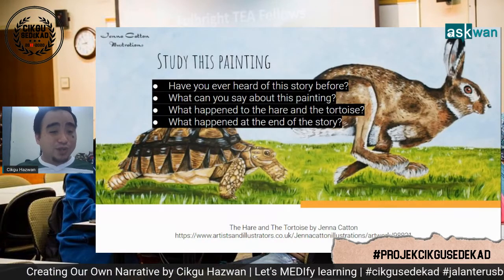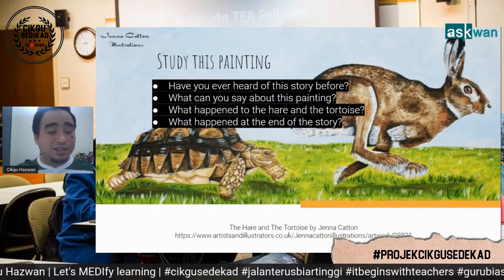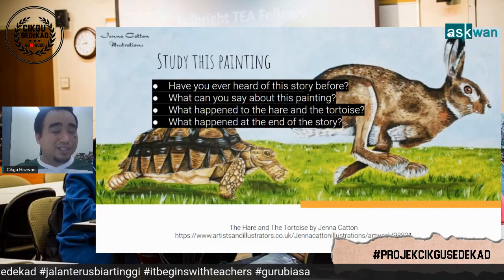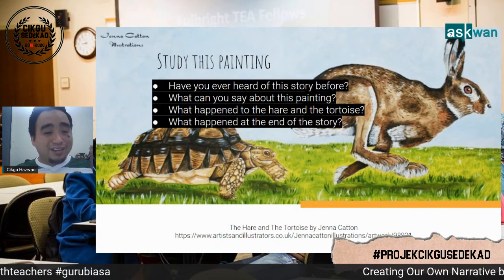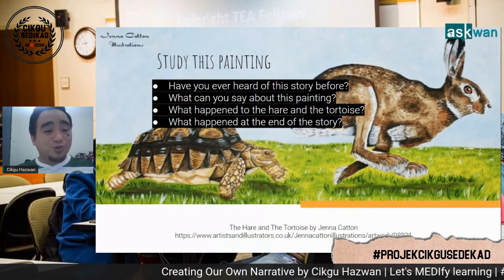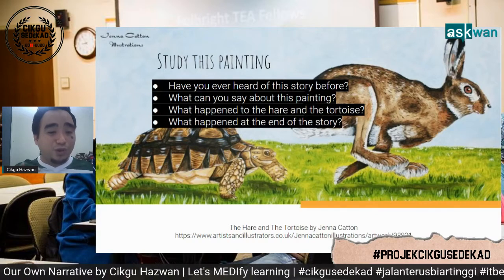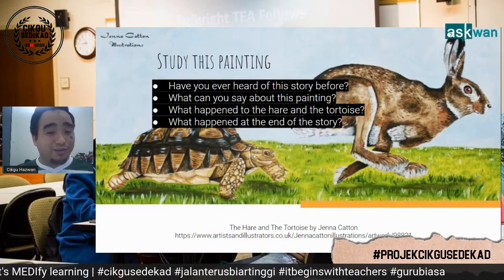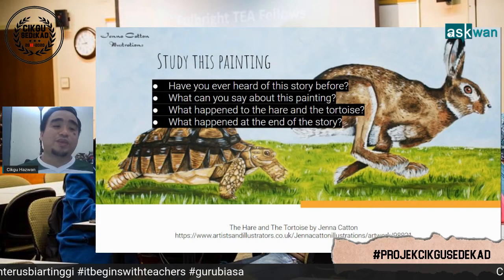Because we know in the middle of the race, the hare took a nap under a tree. So this is what we heard the story is about. The hare took a nap under a shady tree, so the tortoise was able to win the race because the tortoise kept on moving even though it walks slowly. So you know what happened at the end of the story. The tortoise won. Akhirnya kura-kura yang menang, not the hare. Okay, good.